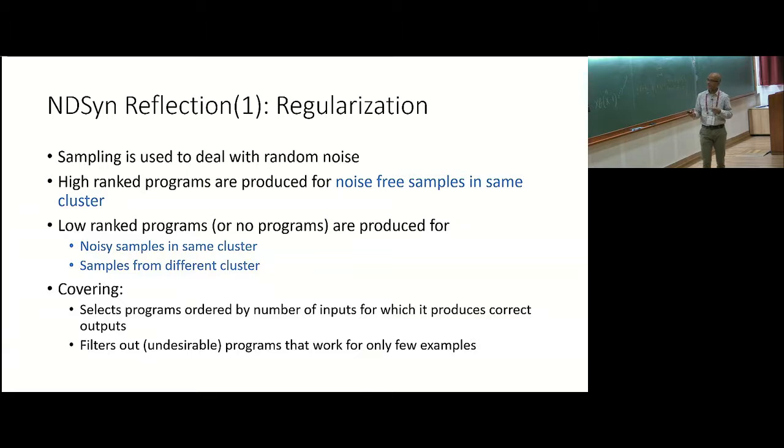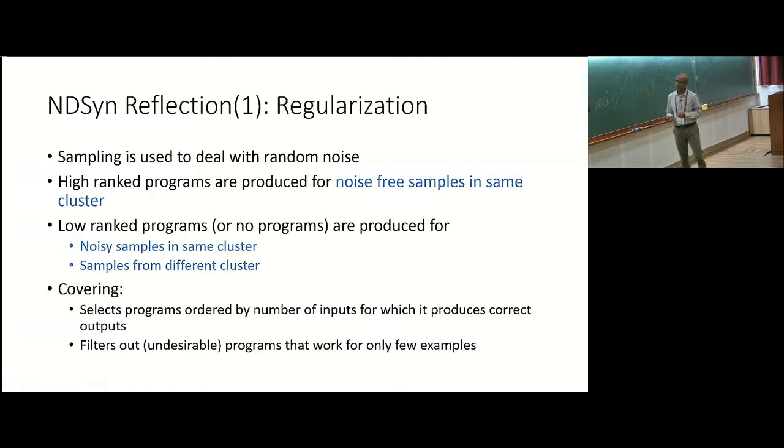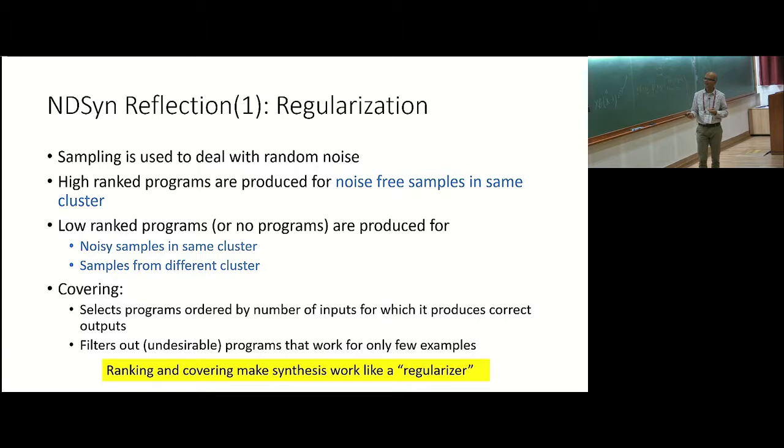Here, in some sense, sampling is used to deal with random noise, and high-ranked programs are produced for noise-free samples. And either low-ranked programs or no programs are produced for noisy samples in the same cluster. Like, for example, this particular program that I showed, maybe it handles only 2 of the inputs. As a result, this program does not have a high rank, and it doesn't make it into the cover that I finally generate. So the sampling followed by covering makes synthesis work more like a regularizer. That's the first interesting observation about the system.